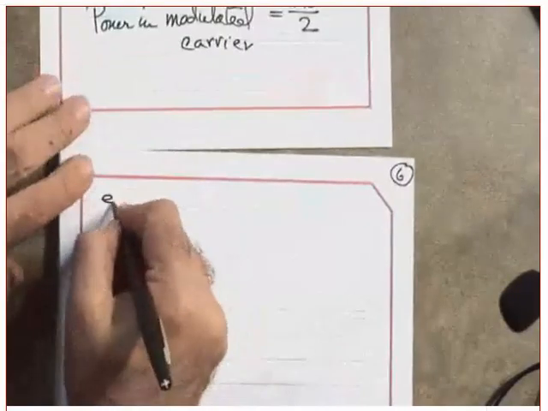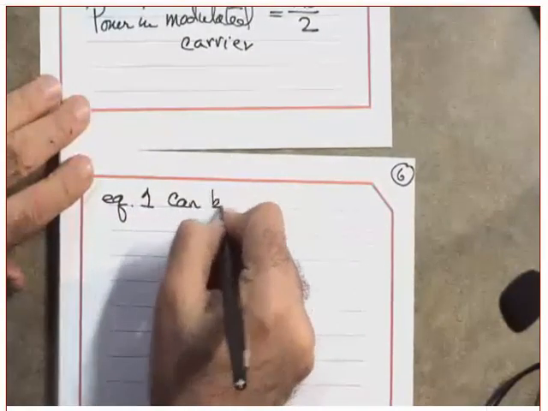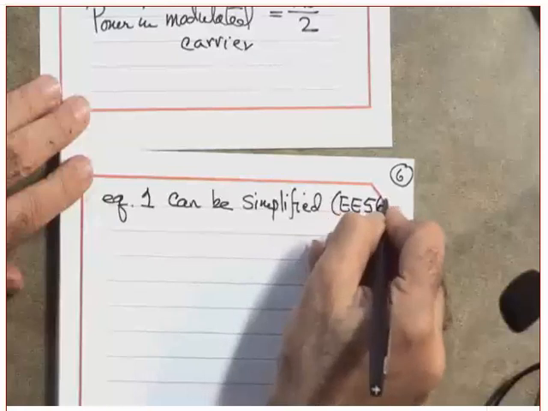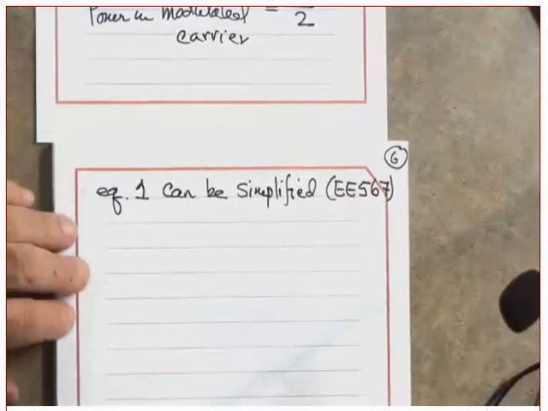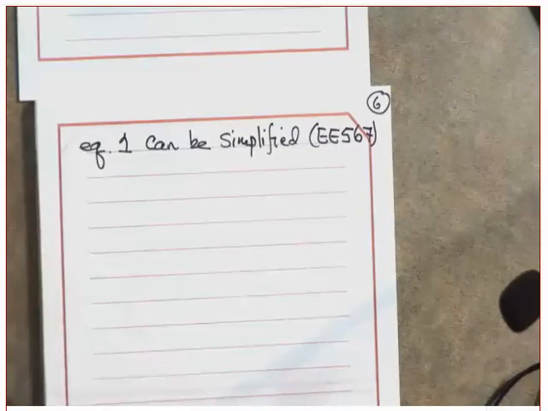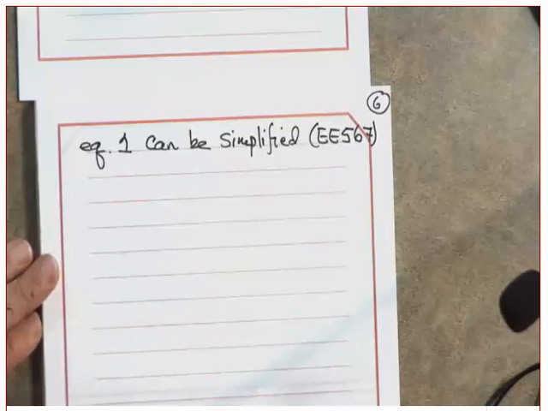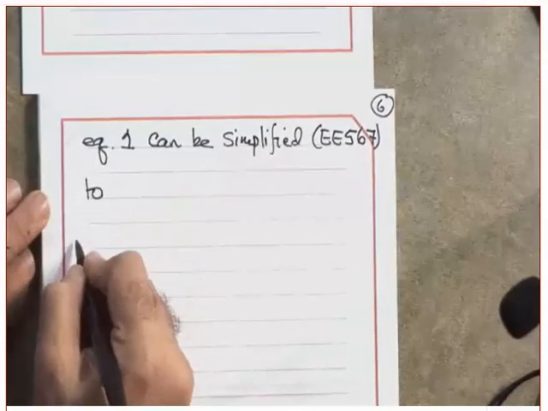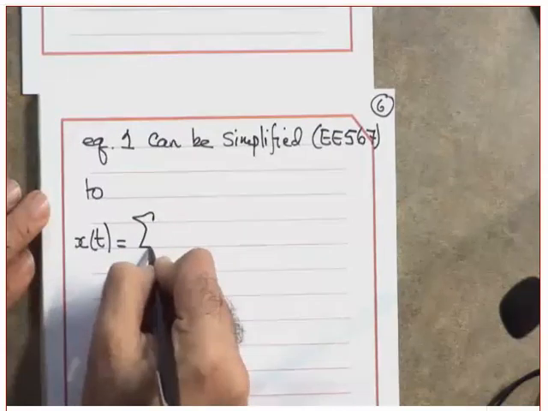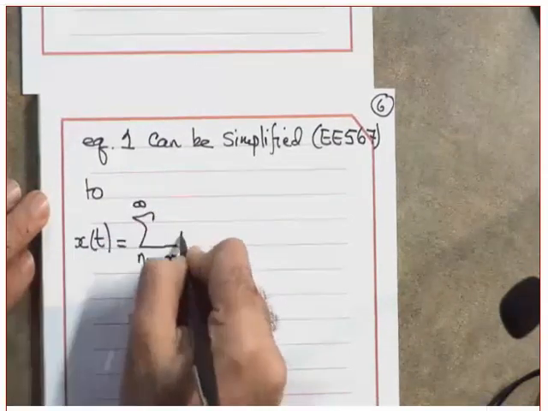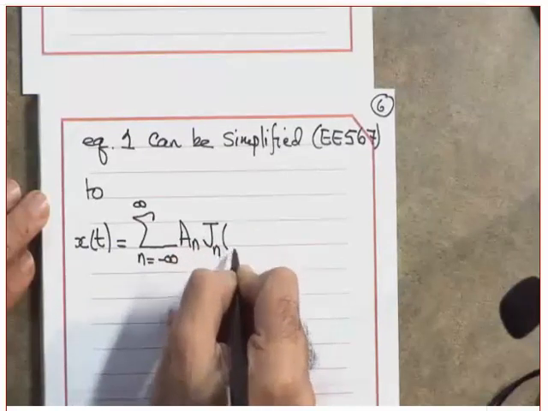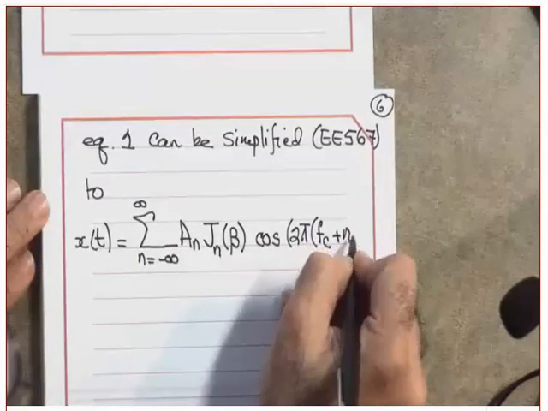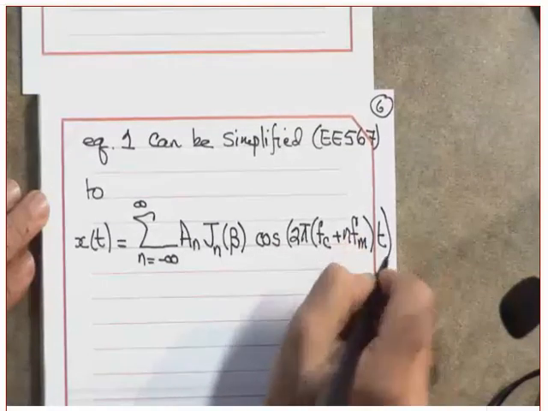Now, equation one, which I will not show you because that's a different course, can be simplified. That course is EE 567, which, by the way, if you are in communications, I would strongly encourage you to consider taking. If you are in circuits, no, this class will give you a severe headache. But if you are in systems, that class will be beneficial to you. It can be simplified to x of t equals the summation from n equals minus infinity to infinity of A sub n J sub n of beta cosine of 2 pi (f sub c plus n f sub m) t.